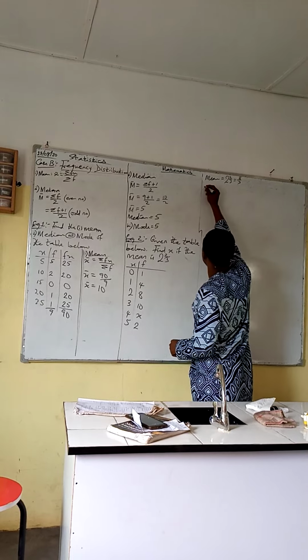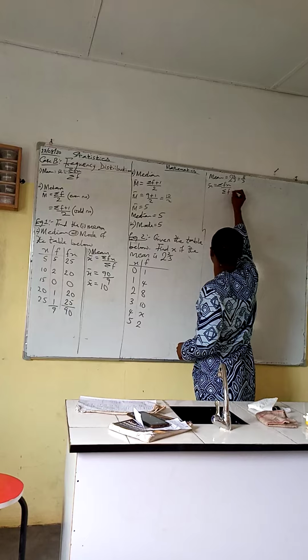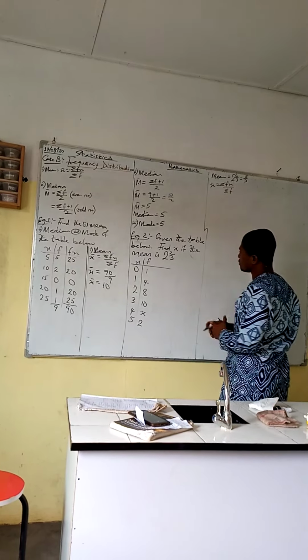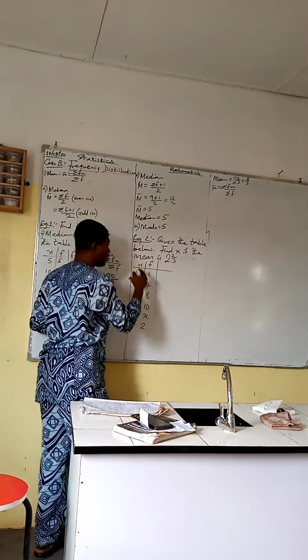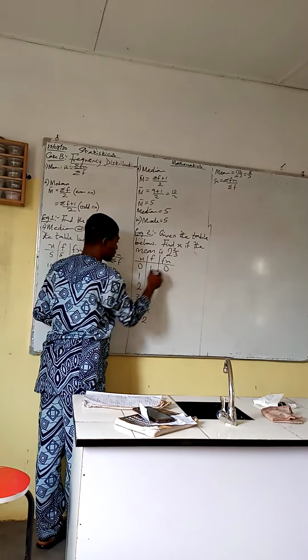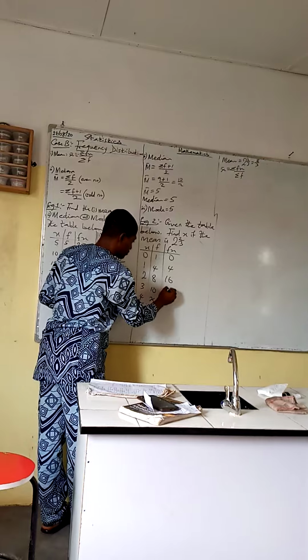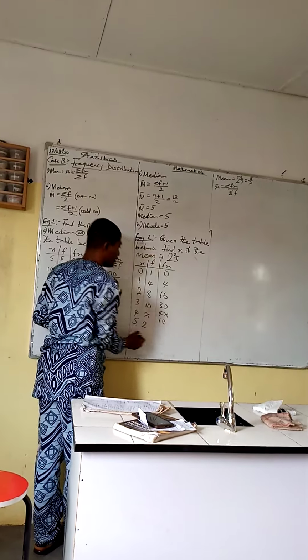Our formula for our mean is summation fx over summation f. We don't know our summation of fx, so let's go and get summation of fx. Our fx is f times x. 0 times 1, 0. 1 times 4, 4. 2 times 8, 16. 3 times 10, 30. 4 times x, 4x. 5 times 2, 10.